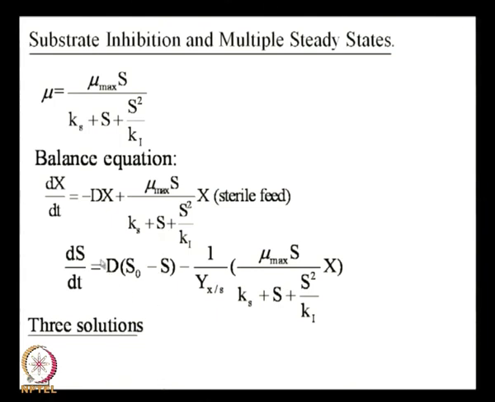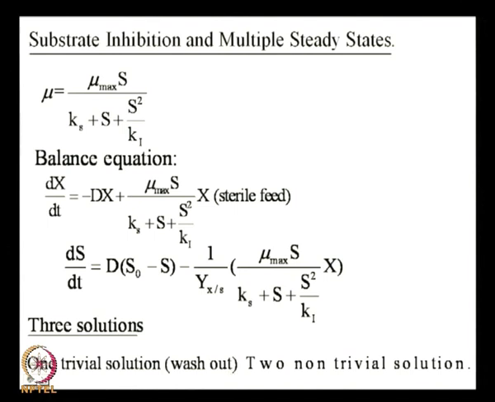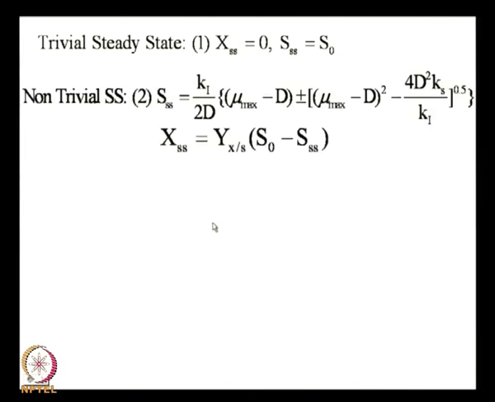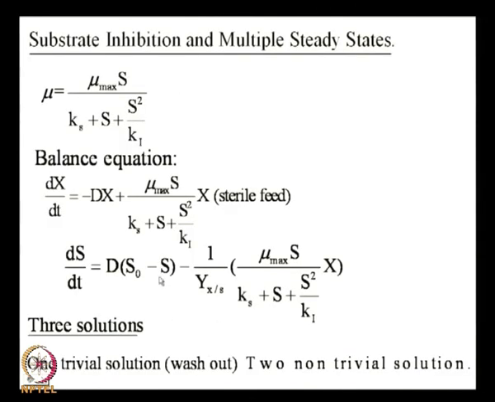As I discussed, this being a cubic equation, it will have 3 solutions. Out of these 3 solutions, it turns out one will be a trivial solution and the 2 would be non-trivial solutions. Then we have to look at the stability of these solutions. The trivial solution, as we had looked at before, is simply going to be XSS equals 0 and SSS equals S naught. And the non-trivial solutions, if you solve these, so how do I solve this?